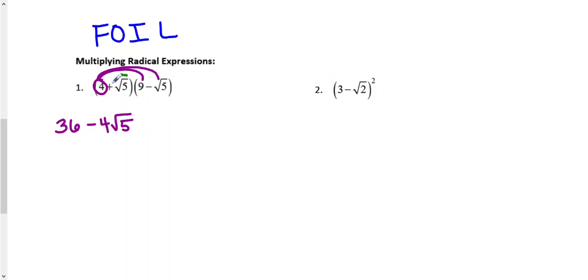Then I need to take the square root of 5 and distribute it. So square root of 5 times 9 is 9 square root of 5. And then I have the square root of 5 times the negative square root of 5. So anytime we're doing a positive times a negative, we know we're going to get a negative. And since it's square root times square root, we think about when we learned multiplying and dividing. We're going to take 5 times 5 and get the square root of 25.